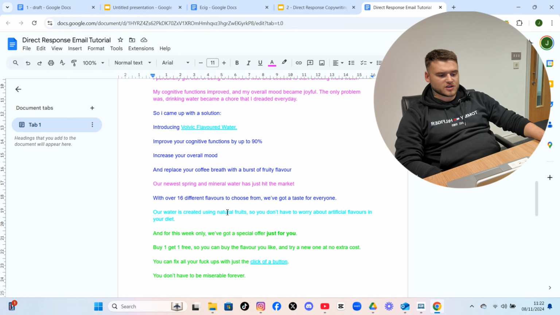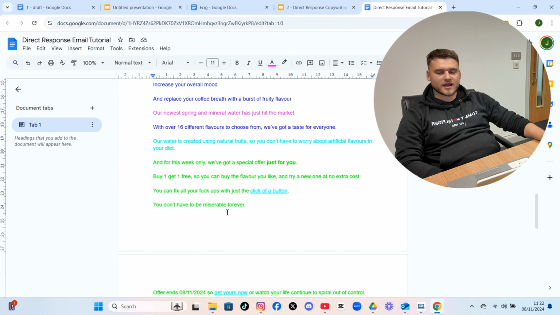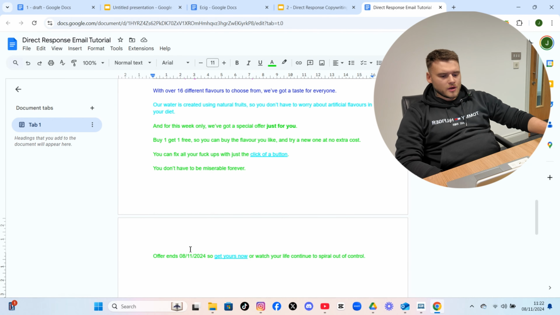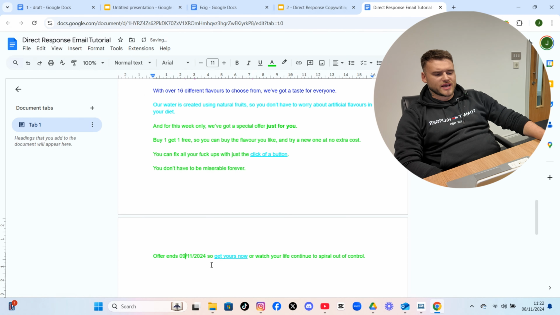And for this week only, we've got a special offer just for you. Buy one, get one free, so you can buy the flavour you like and try a new one at no extra cost. You can fix all your fuck-ups with just the click of a button. You don't have to be miserable forever. Offer ends 8th. Oh my god, it's ended. I wrote this yesterday. There we go. Excuse me. Offer ends 9th of November 2024. So get yours now or watch your life continue to spiral out of control.